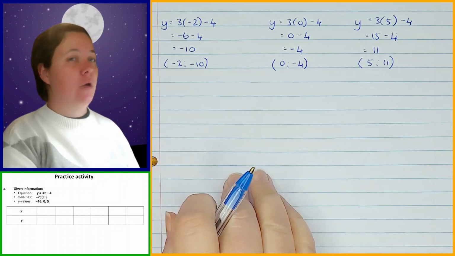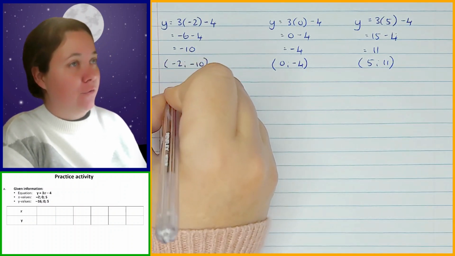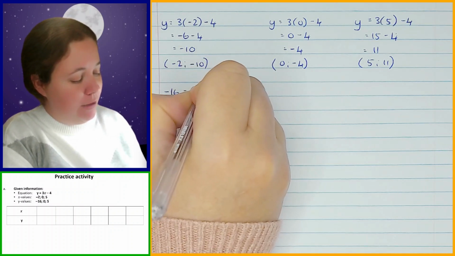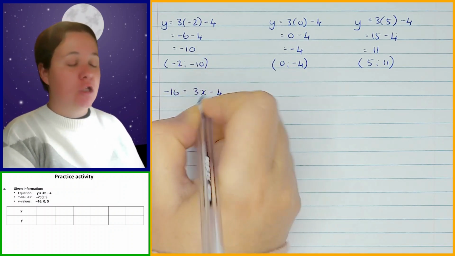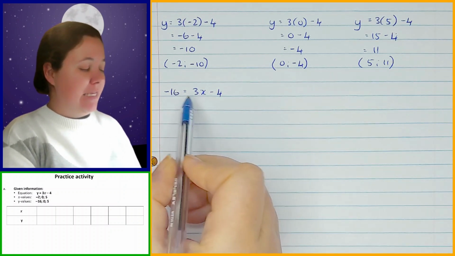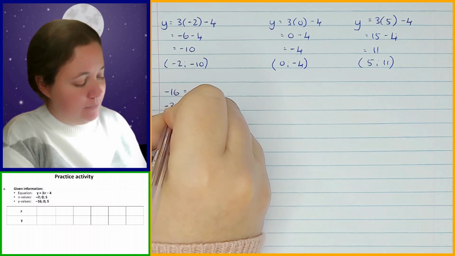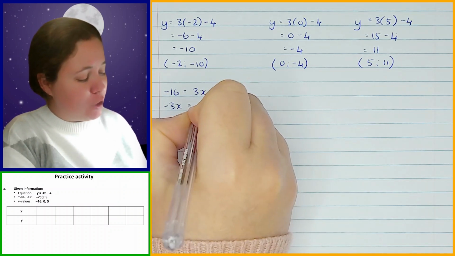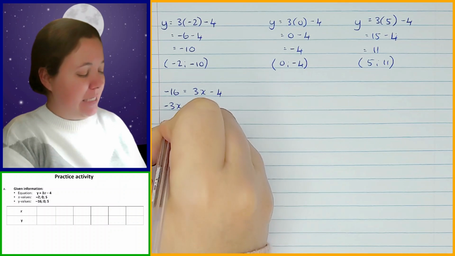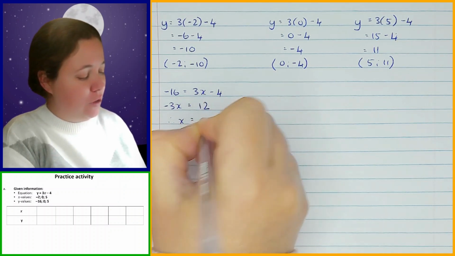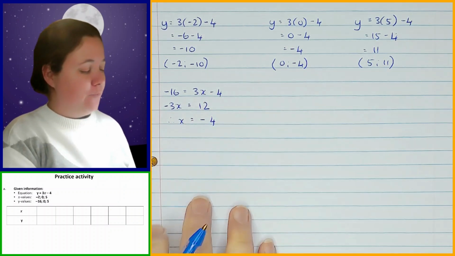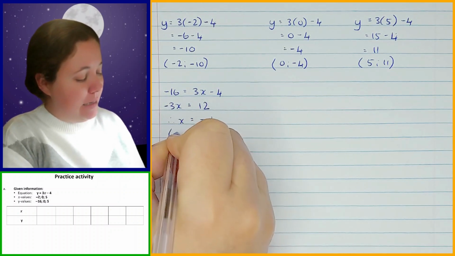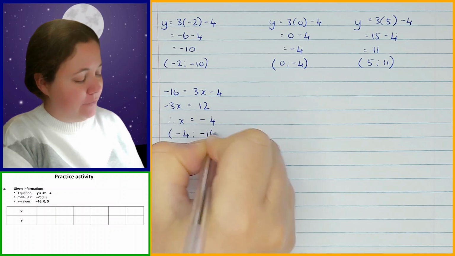Now we're going to do the y values that you were given. So the first y value is negative 16. So I have negative 16 equals 3x minus 4. Now I'm going to solve for x. So I'm going to take the x to the left. So I have negative 3x equals negative 4 plus 16, which is 12. And then I divide by the negative 3. So therefore x is equal to negative 4. Okay, so our ordered pair from that should have been negative 4, negative 16.